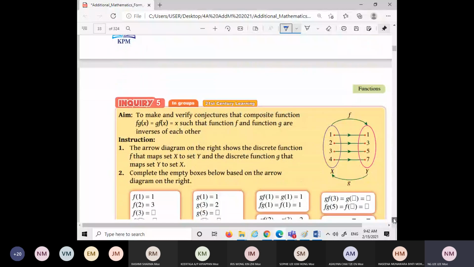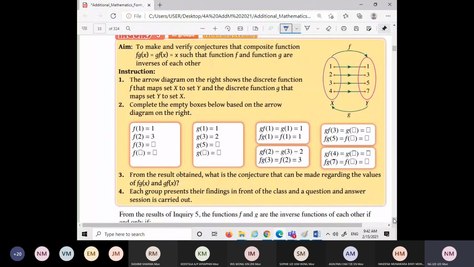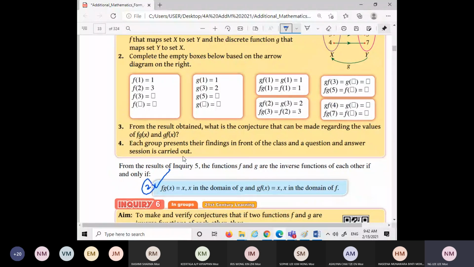Okay, this is a very long subtopic. Now I think I can go through one or two more properties. This is the second property. This one you can copy.